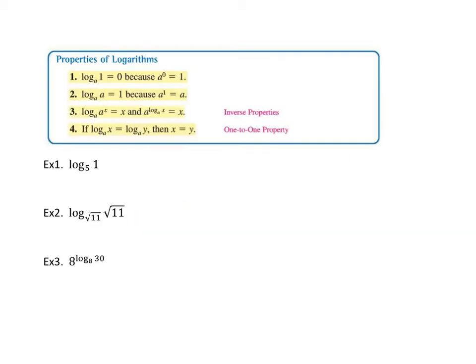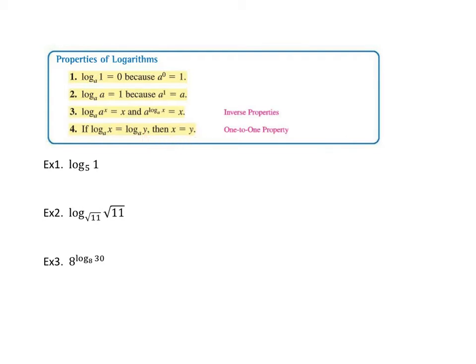Some properties of log. Anytime you're taking the log base a of 1, it's always going to be 0. Anytime you're taking the log base a of a, it's going to be 1. Log base a of a to the x, the a's will fall out. You're only left with x. And if log base a of x equals log base a of y, then x and y have to be the same.